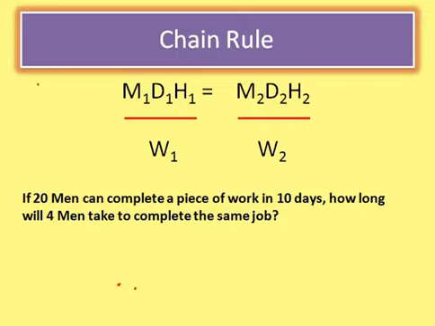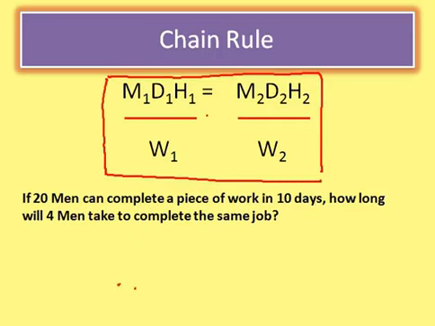Alright, so let's finally get into the final concept of time and work, the chain rule. This is purely based on a single equation where M1, M2 represent the number of men, D1, D2 represent the number of days the men are working for, and H1, H2 represent the hours they are working. And W1, W2 is a representation of the quantity of work involved in the process. In most of the questions, the hours will not be needed. They will not be giving you the data regarding hours, so we can ignore it if it's not needed.